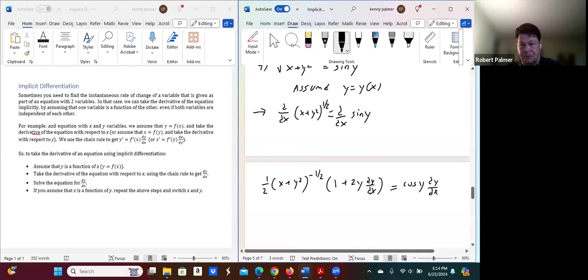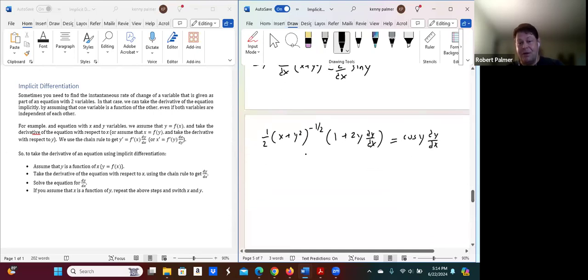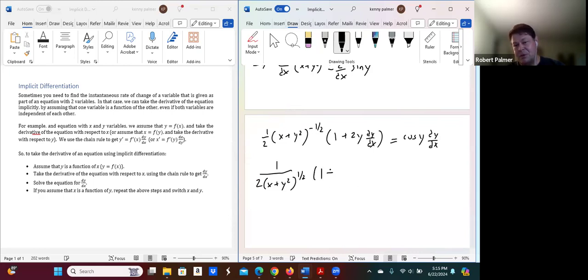Okay. Once again, solve for dy over dx. Now here it's a little more complicated. Let's clean things up a bit using algebra. Let's get rid of the negative exponent. All right, so here we're going to have 1 over 2 times x plus y squared to the 1/2. We'll write that as a root in a minute as well. We still have, basically unchanged, 1 plus 2y times dy over dx. And this side's also unchanged, so the cosine of y times dy over dx.